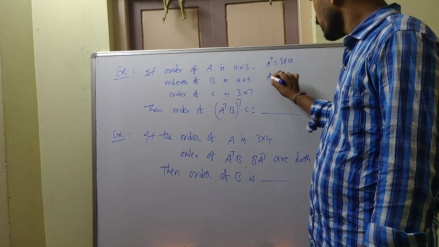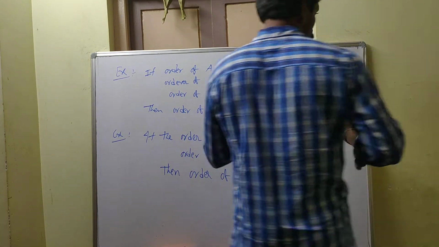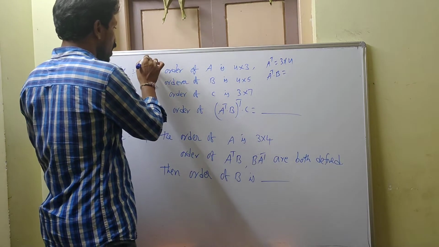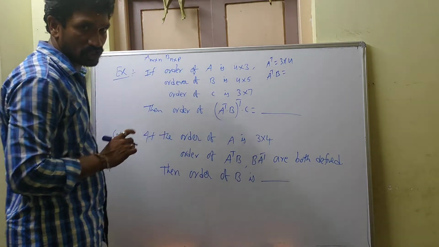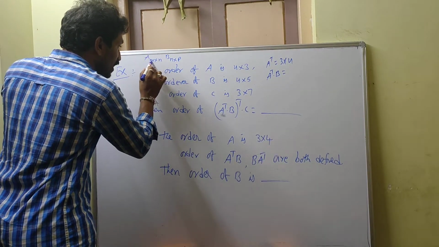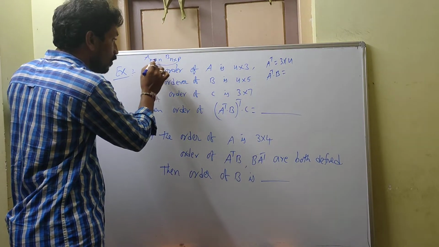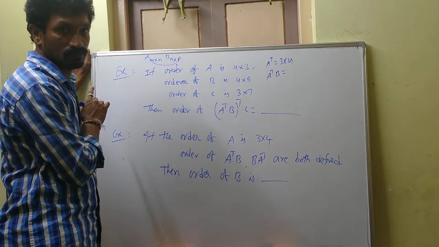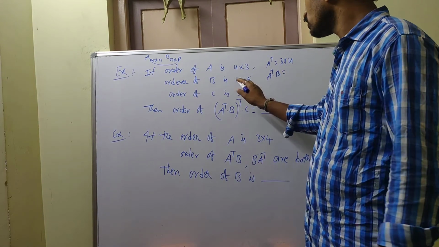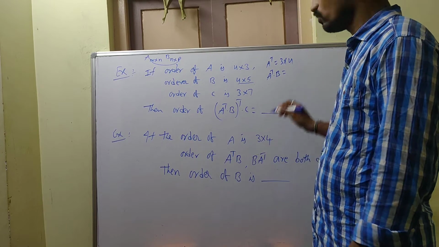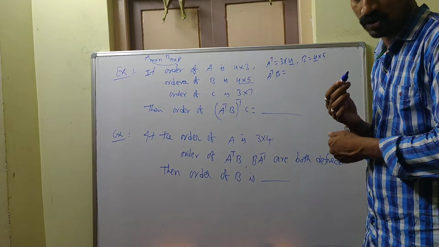So first of all you take A transpose into B. Already I told you in multiplication, if order of A is m by n, order of B is n by p, then matrix multiplication is possible. Then the resulting matrix order of AB is m by p. Same here. A transpose order is 3 by 4, order of B is 4 by 5. So these two are equal, then matrix multiplication is possible.